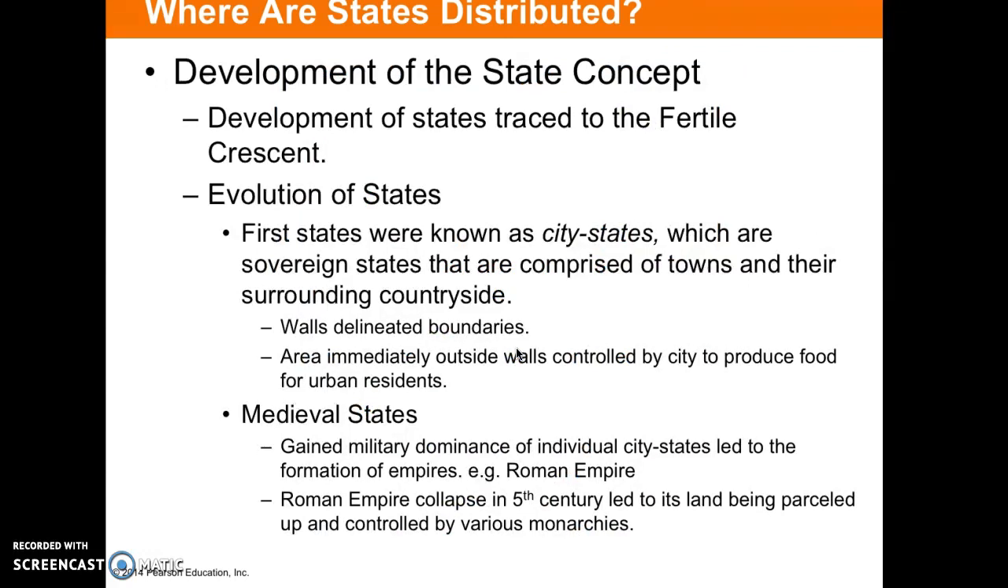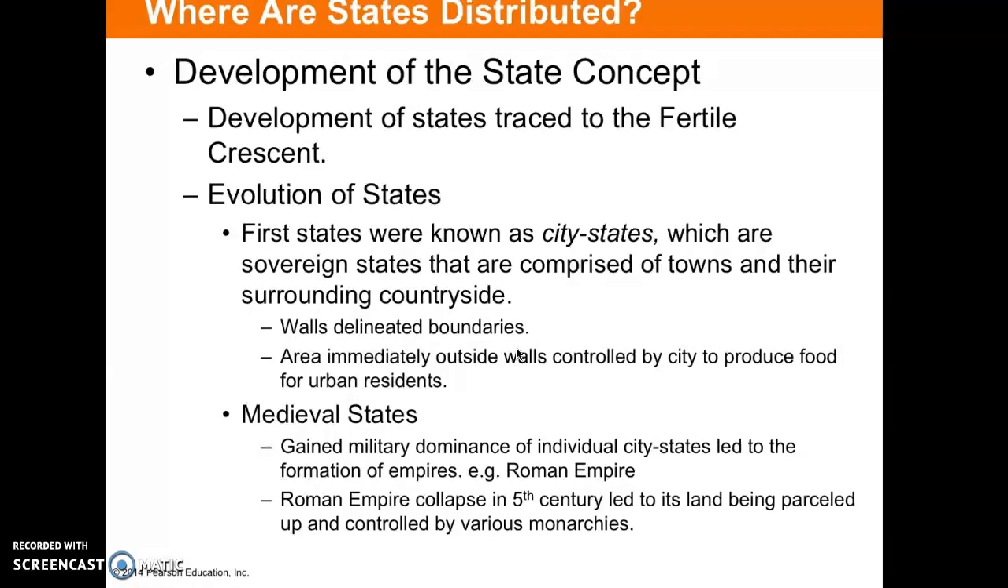When we talk about the development of the state, the idea of a state tracks back to the Fertile Crescent. And the first states were known as city-states, and these were sovereign states that are comprised of towns and their surrounding countrysides. So this would have been like in ancient Greece when they had Troy or Athens. So they didn't recognize one large country or one large state like Greece. They would have been recognized by their city-states.